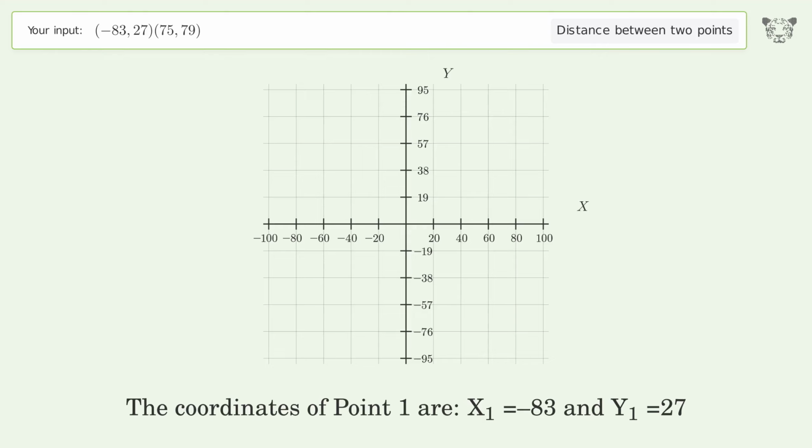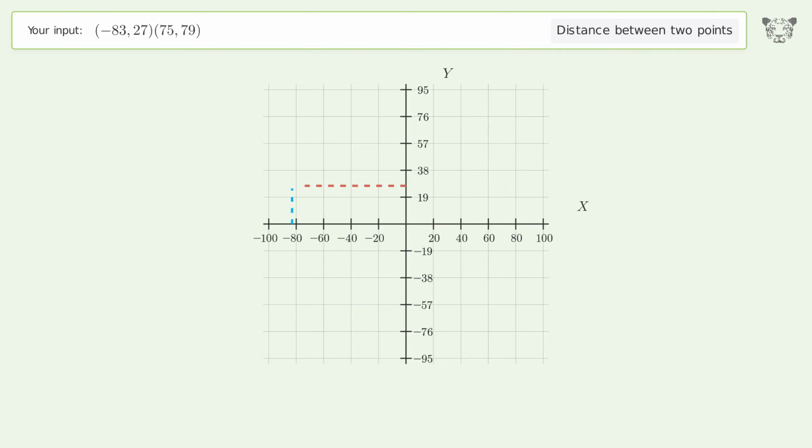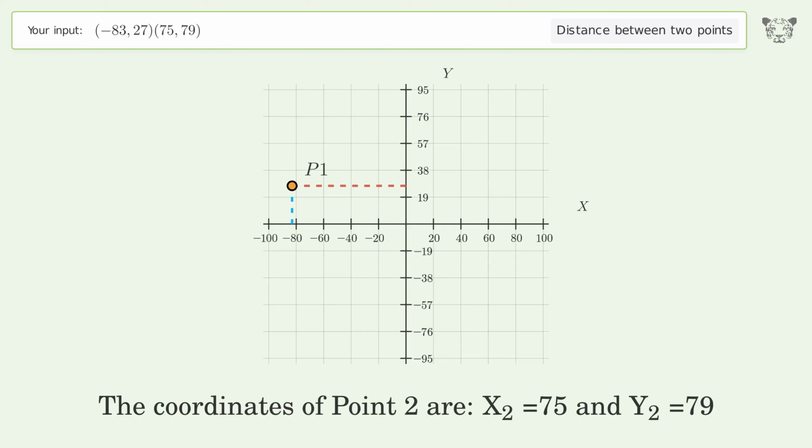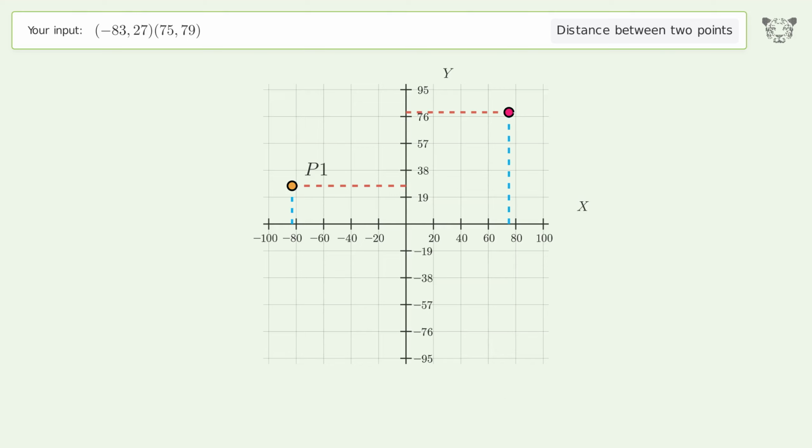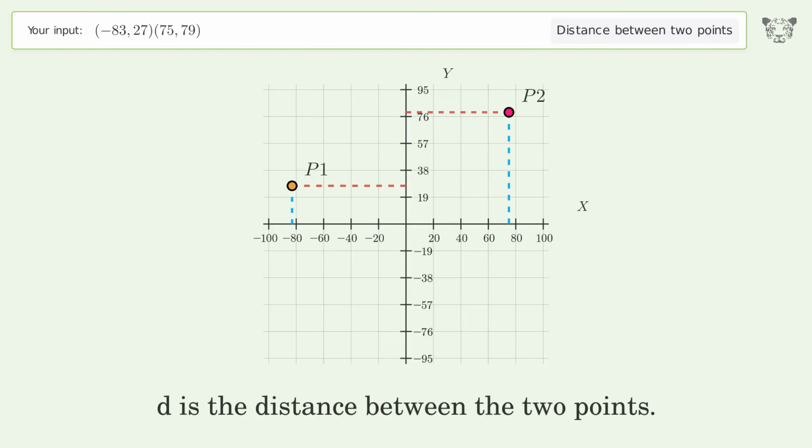The coordinates of point 1 are x1 equals -83 and y1 equals 27. The coordinates of point 2 are x2 equals 75 and y2 equals 79. D is the distance between the 2 points.